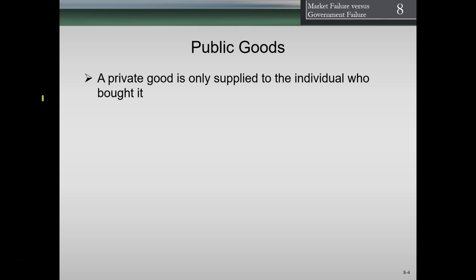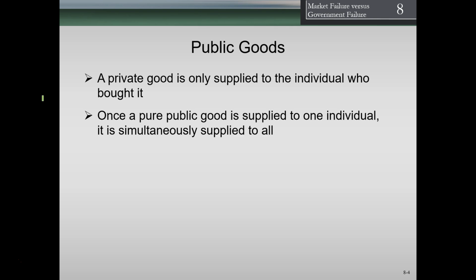So if we think about goods or services, if we buy a phone or anything, we are the ones that are benefiting. So the transaction is between A and B, and the benefit is coming to the person who purchases the good. Once a pure public good is supplied to one individual, it is simultaneously supplied to all individuals. So on a public good like a lighthouse, once one person puts the lighthouse in there, they can't help the fact that every other ship out there is going to be benefited by it. Even if they don't pay for it, they're going to be benefited.